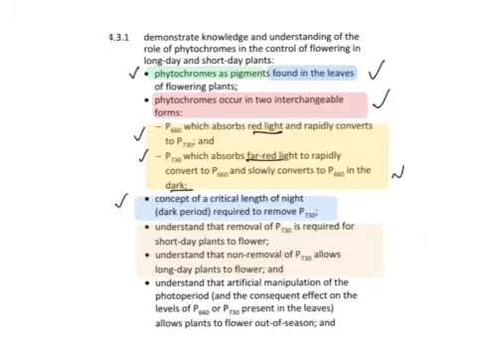The idea that the night period is critical to remove P730, that flash, the rapid conversion during the day is very, very quick, but it's the night that really determines what goes on. And then short day plants, P730 needs to be removed. Long day plants, P730 needs to accumulate. So this is where we're saying short days, P730 active form inhibits. Here it stimulates. And then the last wee bit is that we can mess around with that photo period to get flowers out of season.